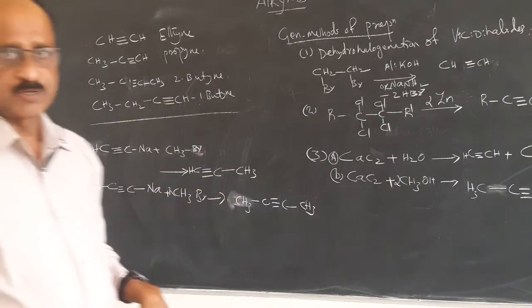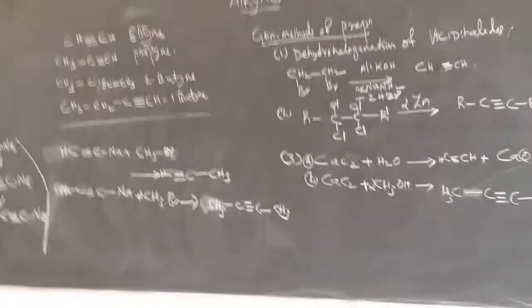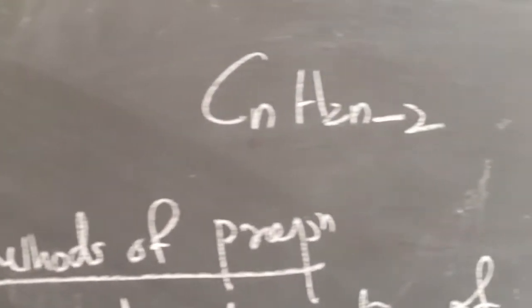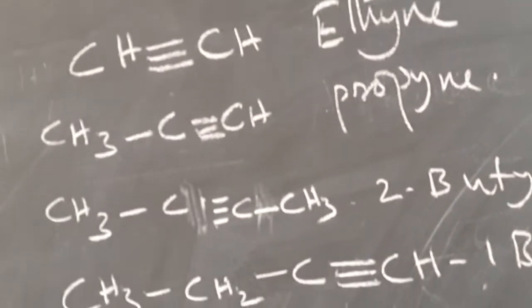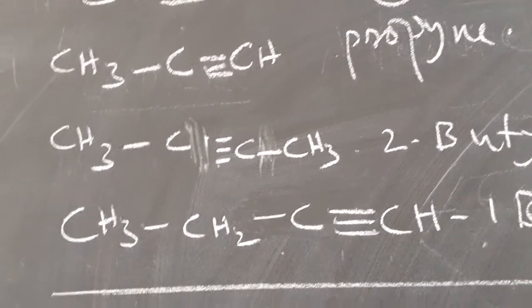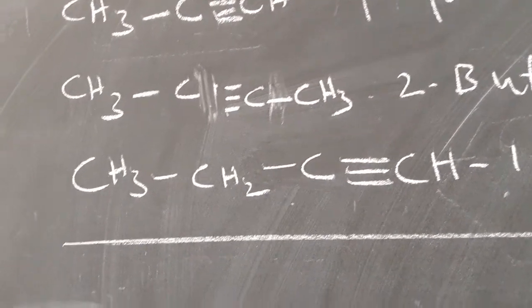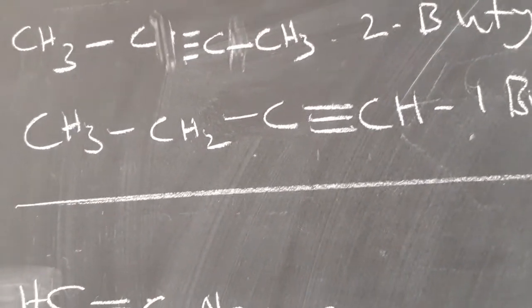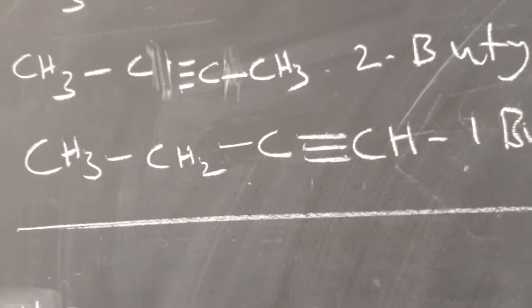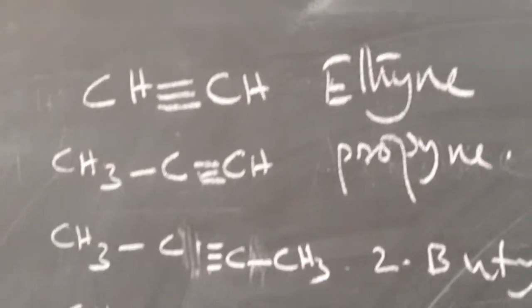You have learned such things in your previous days, and let us see the method of preparation of these compounds. I will take the camera. You can see these alkynes. The general formula is CnH2n minus 2, and IUPAC names are CH triple bond CH, CH3C triple bond CH, CH3C triple bond CCH3, and CH3CH2 single bond C triple bond CH, 1 butyne, 2 butyne, propine, ethine, etc.